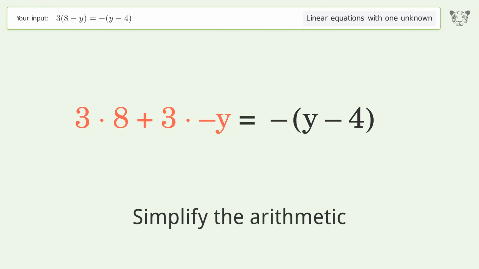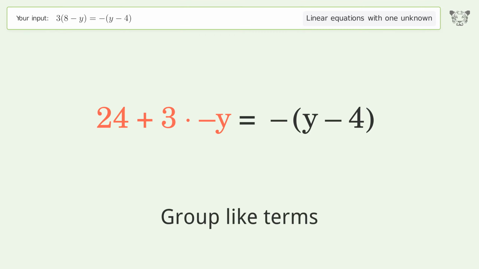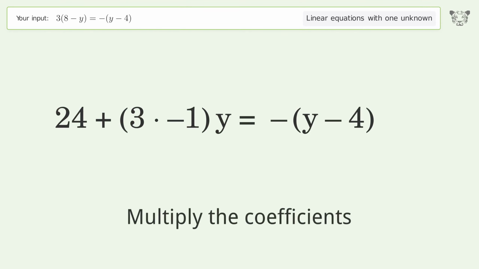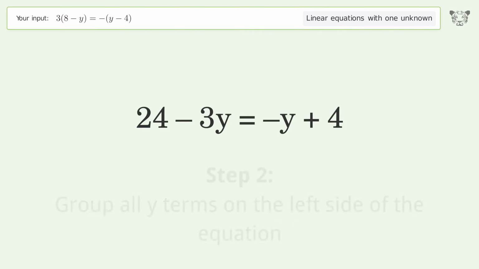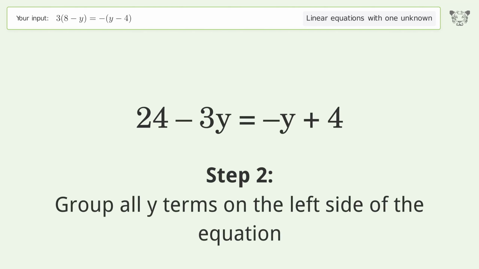Simplify the arithmetic. Group like terms. Multiply the coefficients. Expand the parentheses. Group all y terms on the left side of the equation.